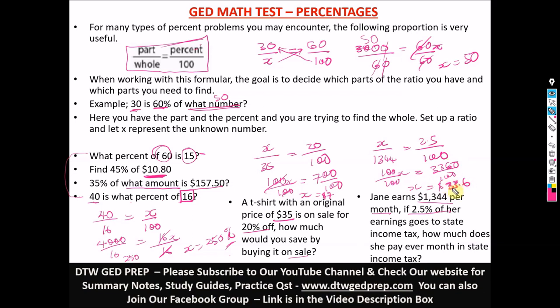So each month, how much does she pay every month in income tax? Each month she's going to pay $33.60. You can see how easy that is. So don't let big words like income tax, discounts, or sale confuse you or make you unsettled. Just apply the percentage formula. You can see we've done several questions here.